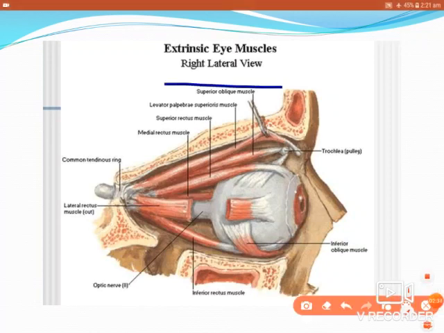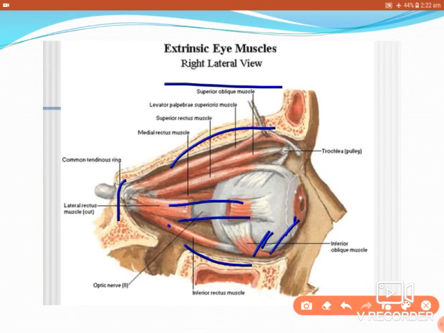So this is the right lateral view. This is the orbit. You can see this is the apex of this orbit. You can see the eyeball, the sclera. Here this is the sclerocorneal junction. See here laterally this is the lateral rectus. This one is the inferior rectus. This is the medial rectus and this is the superior rectus.